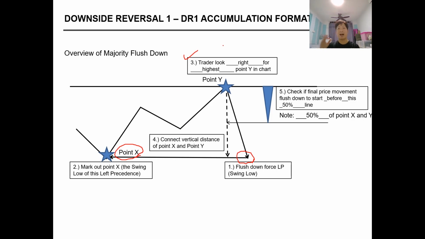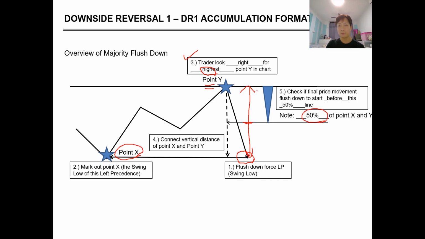So let's say you mark this as point X, and the third step is to look right for the highest point. So just now to check for majority flush up, you look for the lowest point. Now you're looking for the highest point. You mark this point as point Y. Again, you imagine there's a vertical distance between X and Y. Then imagine the 50% mark in between.